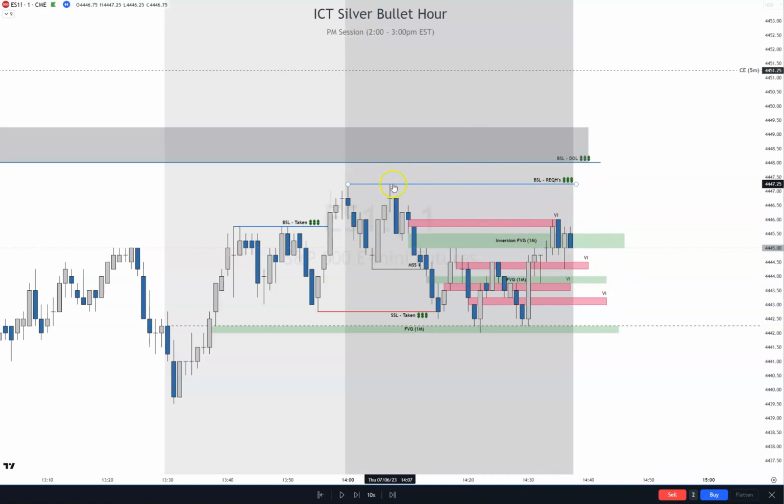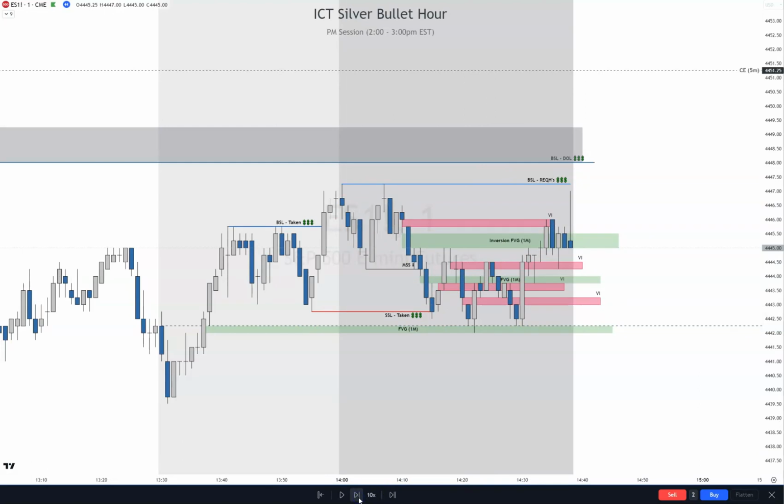But I don't want to be taking out these highs, because then it's kind of the same thing. Are we just going back and forth, back and forth, back and forth? That's a good sign. But I can't have this taken out here. It's got to come back down. If it comes back down in here, I would take a trade. Let's see what happens here.